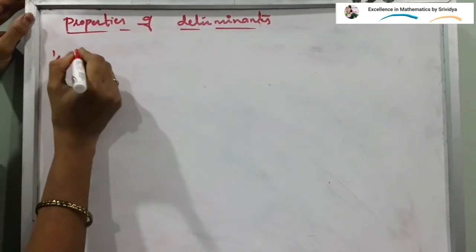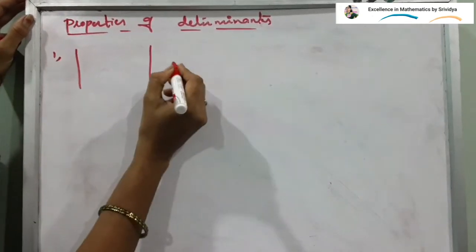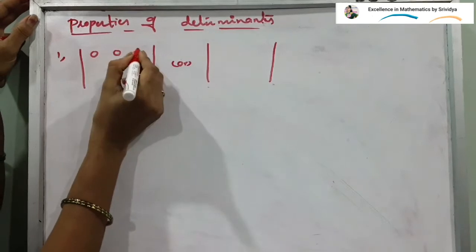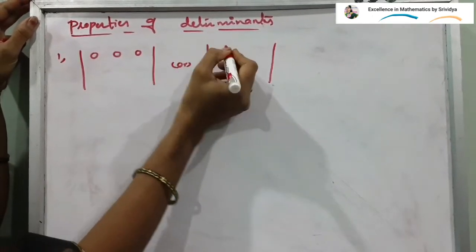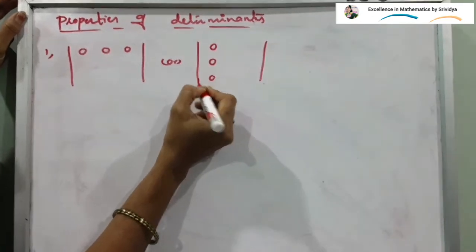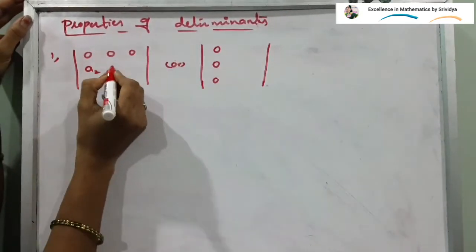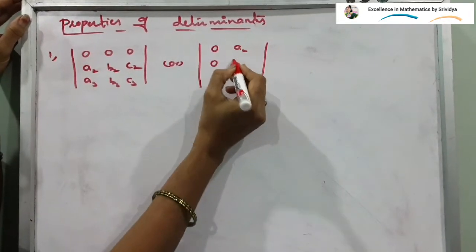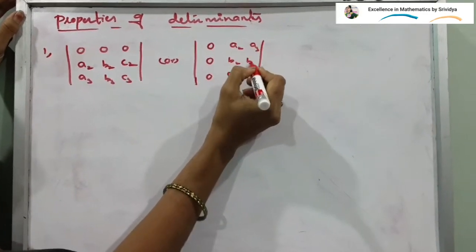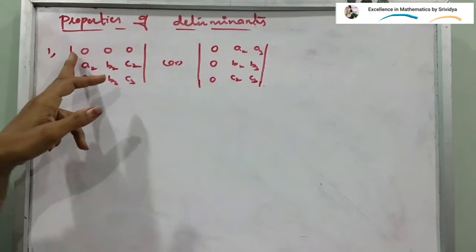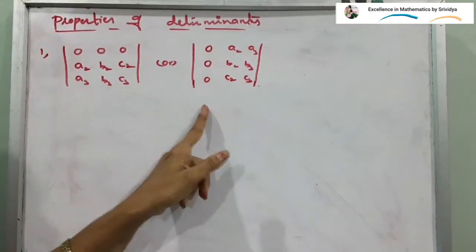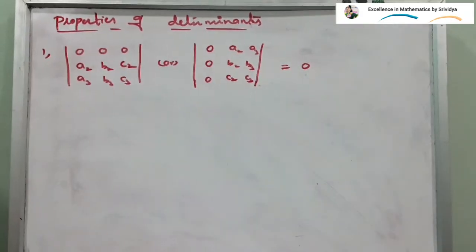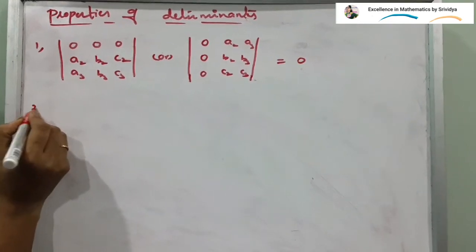First one is, if each element of a row or each element of a column of a square matrix is 0, then the determinant of that matrix is 0. For example, a matrix with a row of zeros and rows A2, B2, C2 and A3, B3, C3. If each element of a row or each element of a column is 0, then the determinant of that matrix is 0.